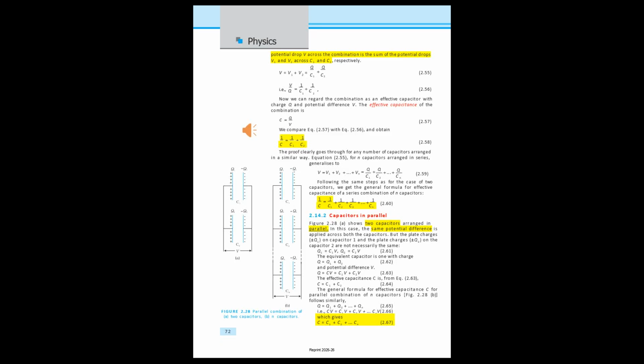Now we can consider the second case, in which the capacitors are connected in parallel. Figure 2.28a shows two capacitors arranged in parallel.